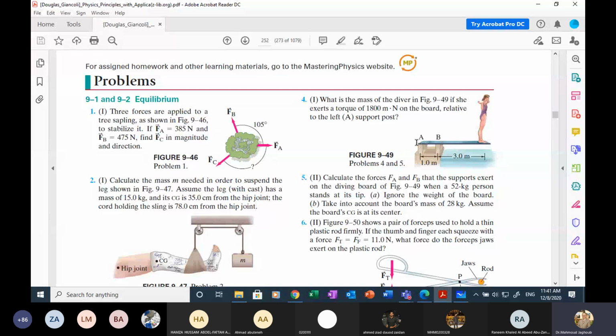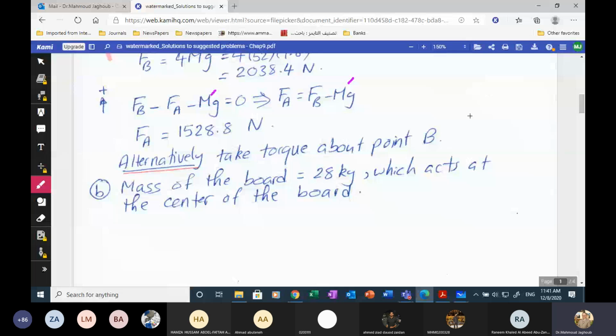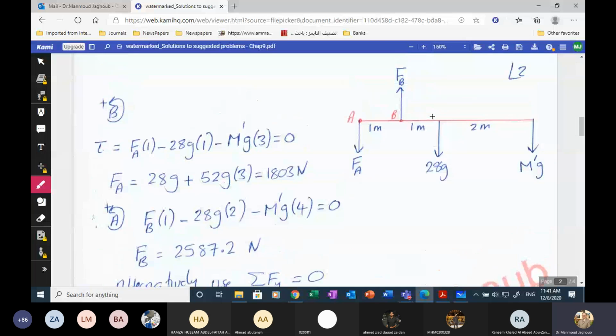Now this is a uniform board. Where does its weight act? At which point should I draw it? In the middle, yes. I draw it in the middle. Now, the full board is 4 meters in length. Okay?